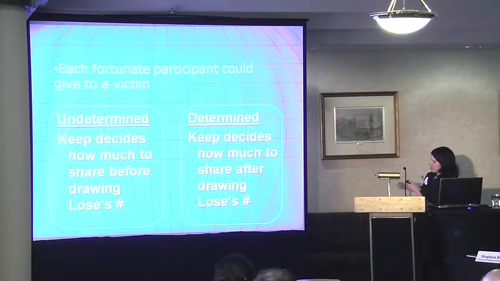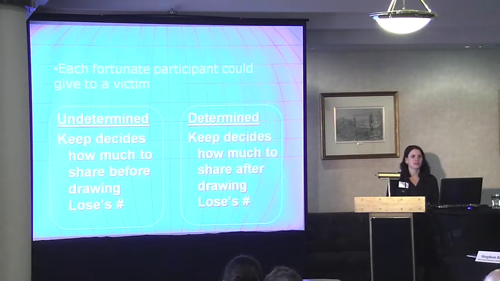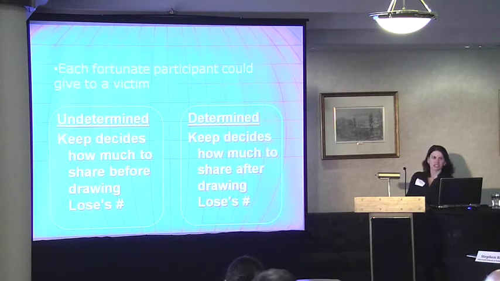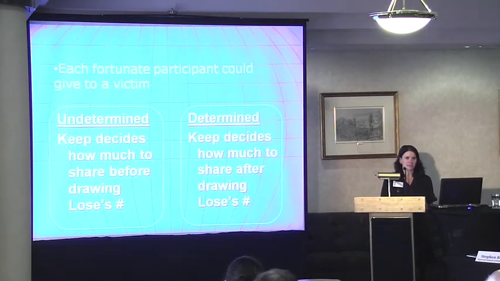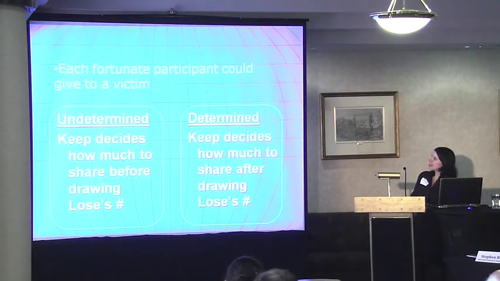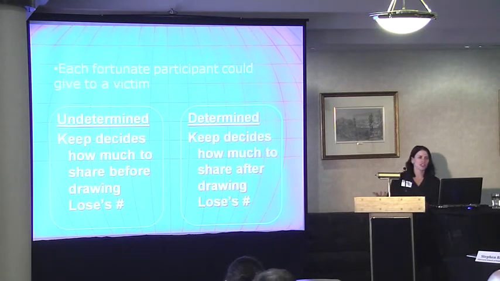So we did the pairing, so everybody was paired up with someone else, and then we randomly assigned them to one of 2 experimental treatment conditions: the undetermined condition, which is like statistical victims, and the determined condition, which is going to be like an identifiable victim. So in the undetermined condition, the keep participant could decide how much they wanted to give to this lose participant before drawing the number of that person. So imagine put your mind in the position of this participant. You have $10, there's this other person, you don't know who they are, they have nothing. How much are you going to give away to them? You don't know who this person is, you're going to draw their number after the fact.